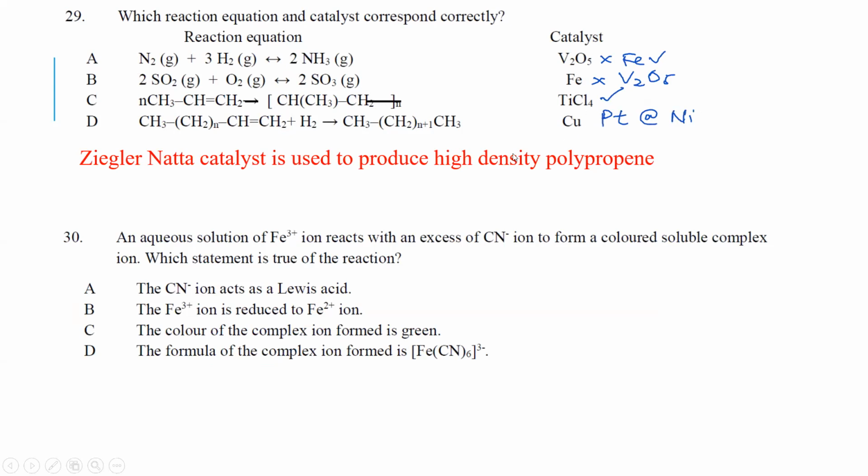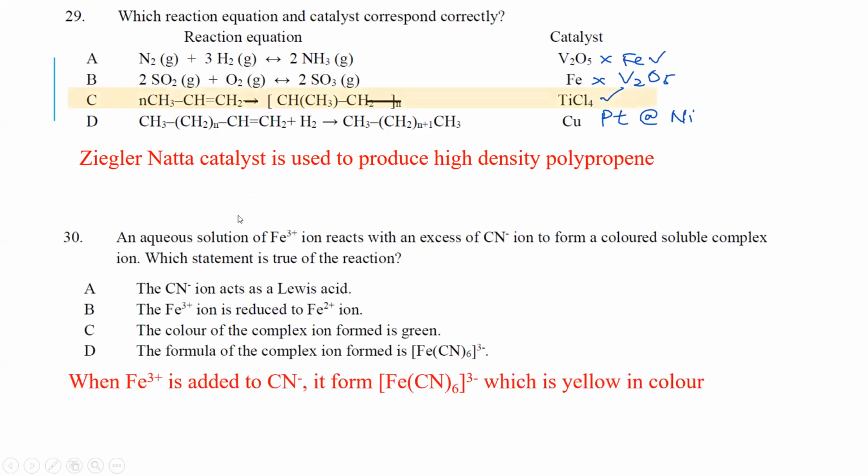And then number 30, an aqueous solution of iron 3+ ion reacts with excess cyanide ion to form a colored soluble complex. Which statement is true? CN minus acts as a Lewis acid. It acts as a Lewis base because it donates the lone pair of electrons. So A is wrong. Fe3+ ion is reduced to Fe2+. No, there is no change of oxidation state. So B is also wrong. Color of the complex ion formed is green. Actually, it's yellow. Okay, and then the formula of the complex is [Fe(CN)6]3-, which is correct. So the answer is D.